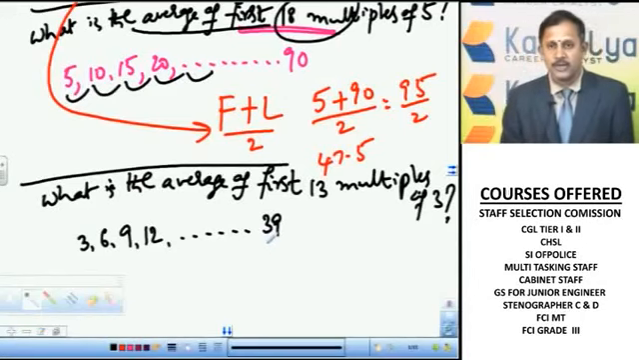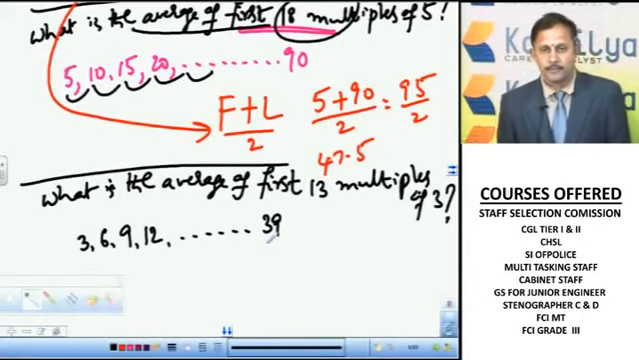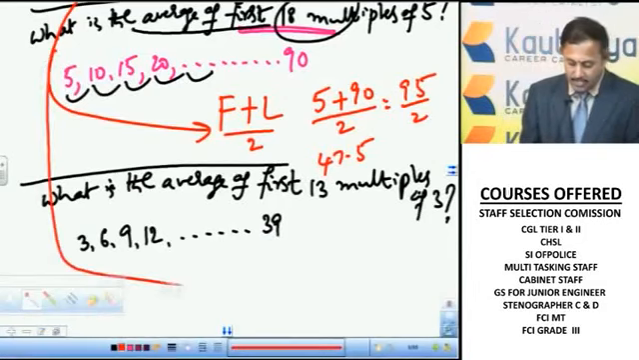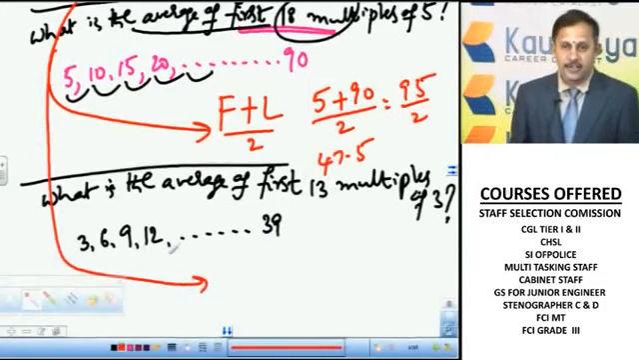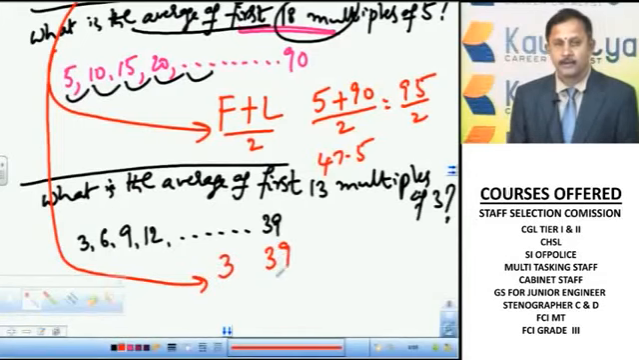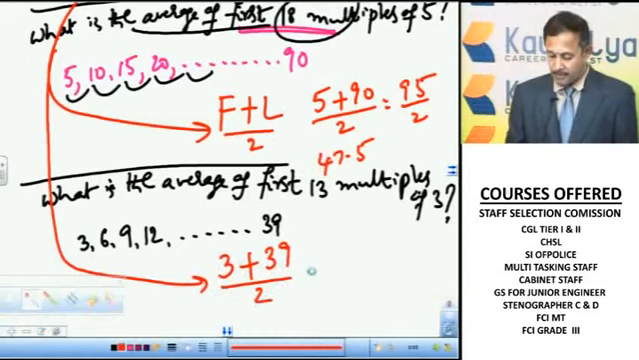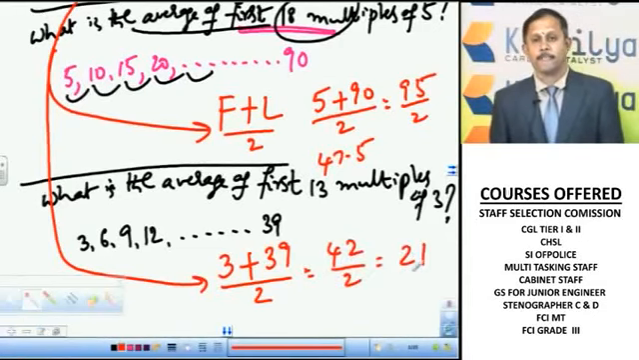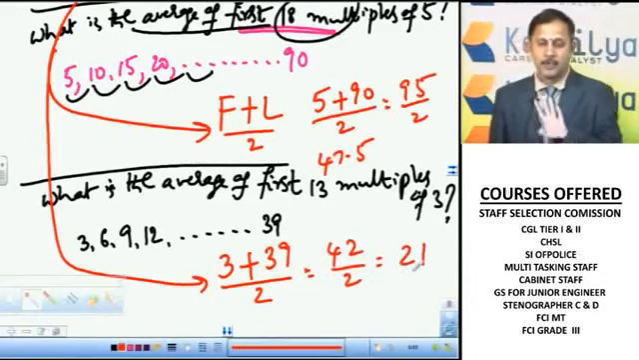So here also it is not necessary to calculate the total and then divide by the number of elements, 13. Straight away we can apply the formula: first element plus last element by 2, because the difference between successive numbers is constant, 3. Here the first element is 3 and the last element is 39. So 3 plus 39 is 42, by 2. Therefore, the average for all these elements is 21.